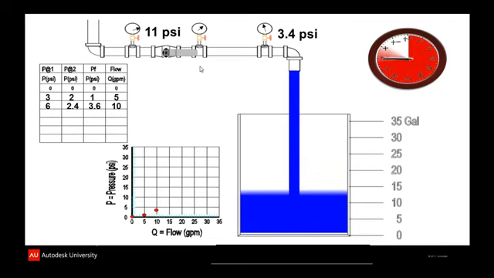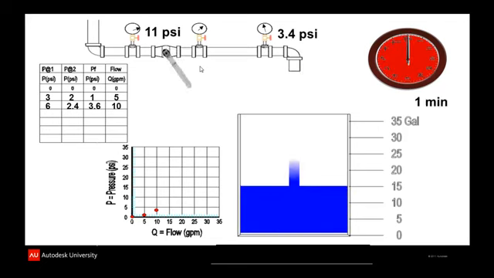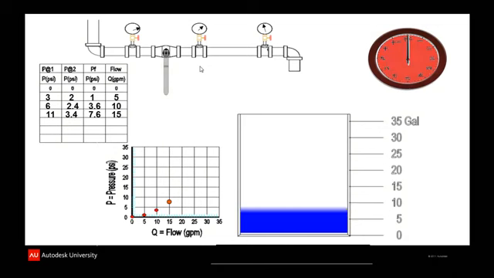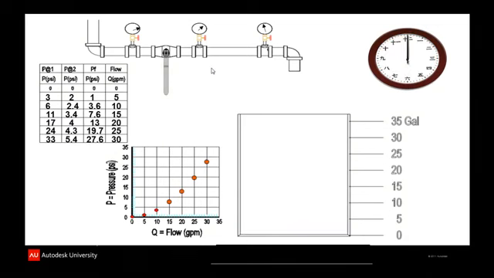This time we get 11 pounds upstream, 3.4 pounds downstream. After a minute, we've measured 15 gallons, so we can transfer the upstream and the downstream pressures to our chart. We can transfer the 15 gallons per minute to our chart, subtract the downstream from the upstream, get 7.6 pounds. We'll graph that. And again, like before, I'll skip ahead a little bit, say we could run 3 more tests and show what the friction loss would be at 20, 25, and 30 gallons a minute.